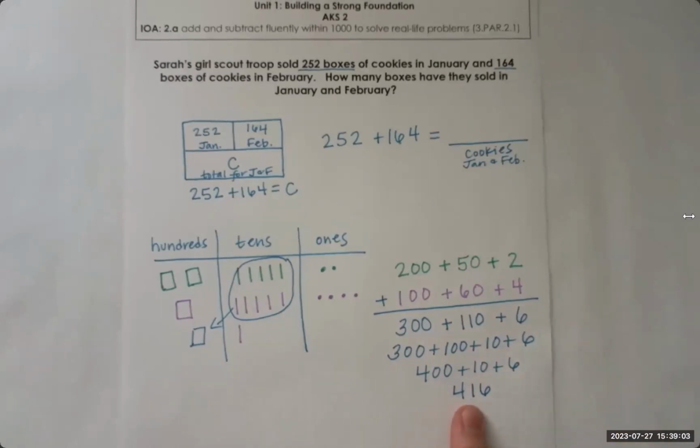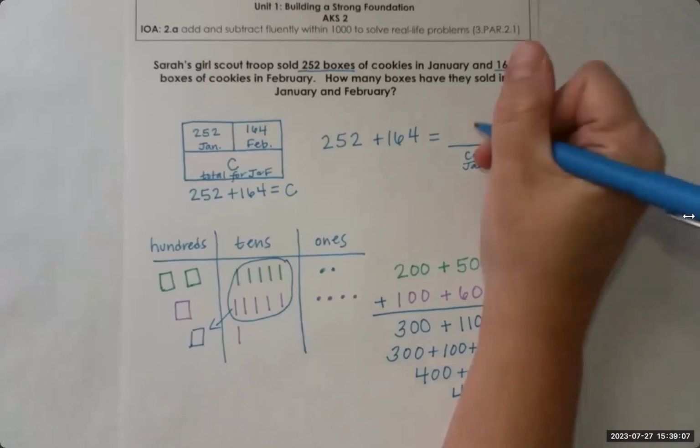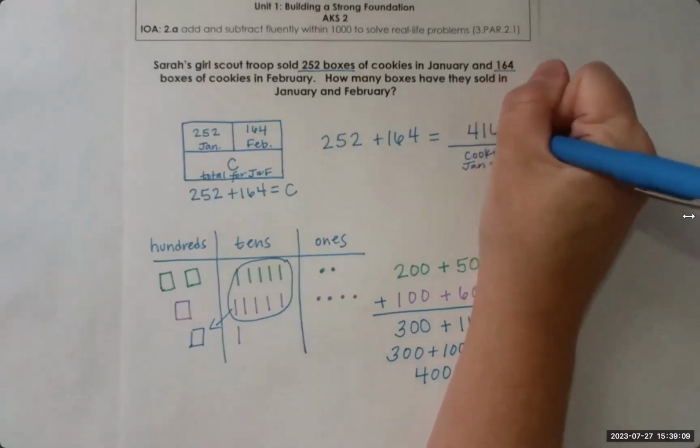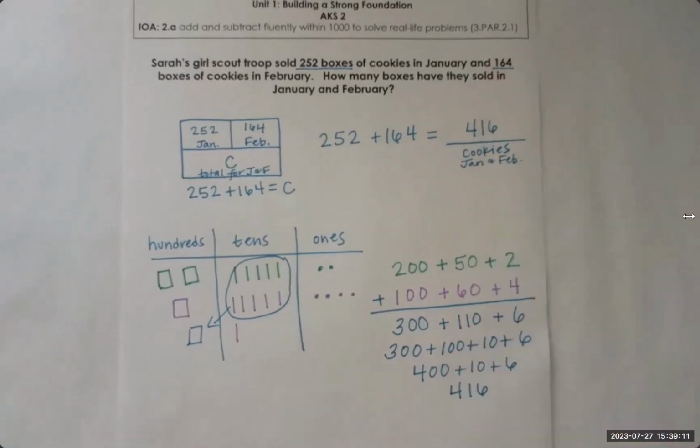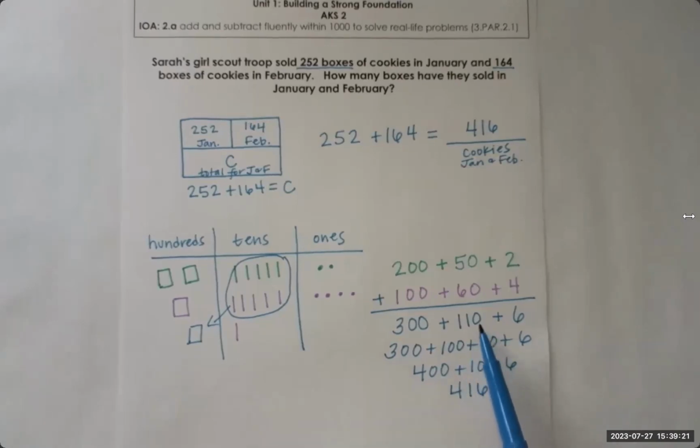So my answer written in standard form or base 10 numerals is 416. There were 416 cookies sold in January and February. So that is a way to use your base 10 blocks along with your expanded form equations. Again, it's totally okay right here: instead of writing 110, if you wrote the 100 and the 10, as long as you showed that you grouped your 10 tens as your 100, perfectly okay.